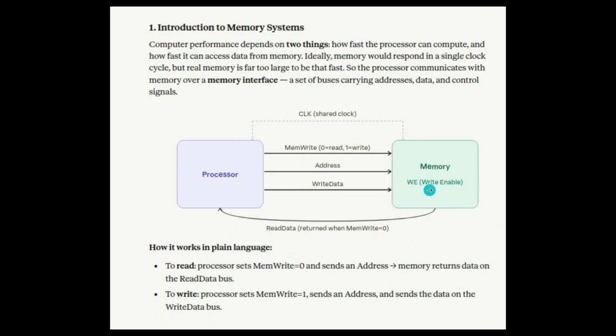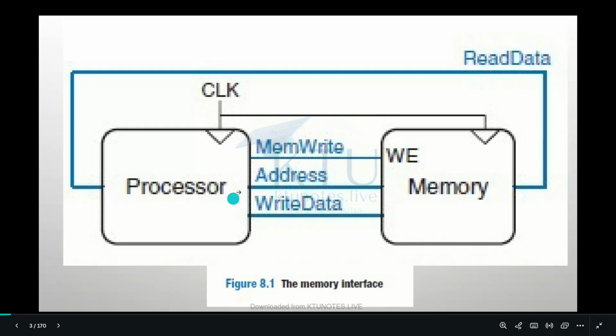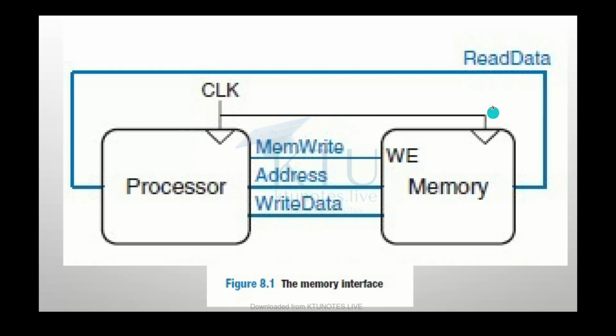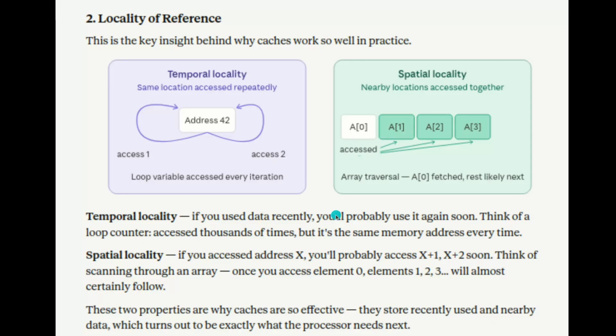Here you have to learn to draw this diagram. We have the processor and the memory, and they share a common clock signal. An address is given by the processor, and if you want to read data from that address, the read data is returned here. Write enable is another signal: it is 0 if you are reading, and 1 if you want to write data to that address. Whatever data you want to write is given through the write data signal.